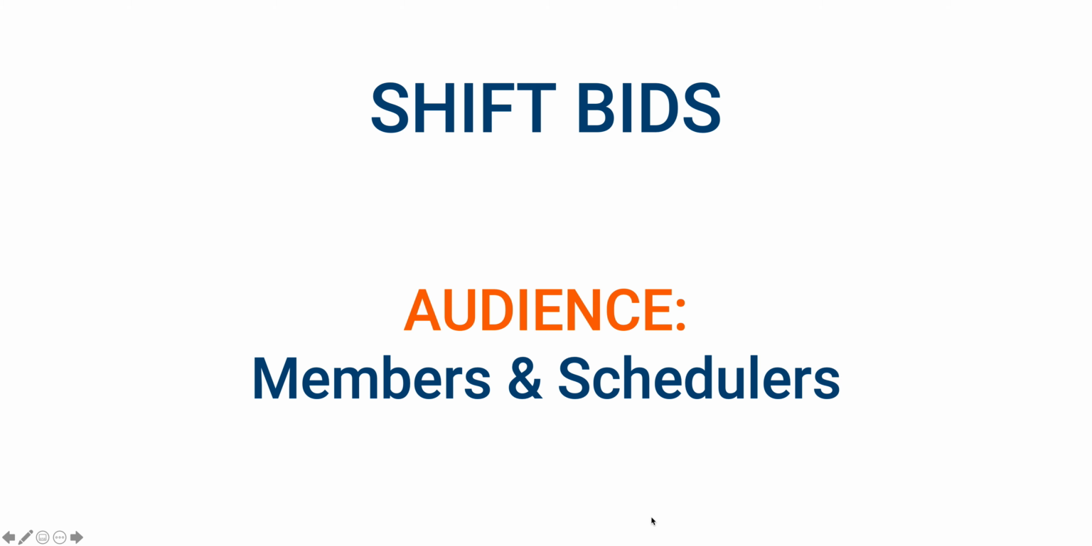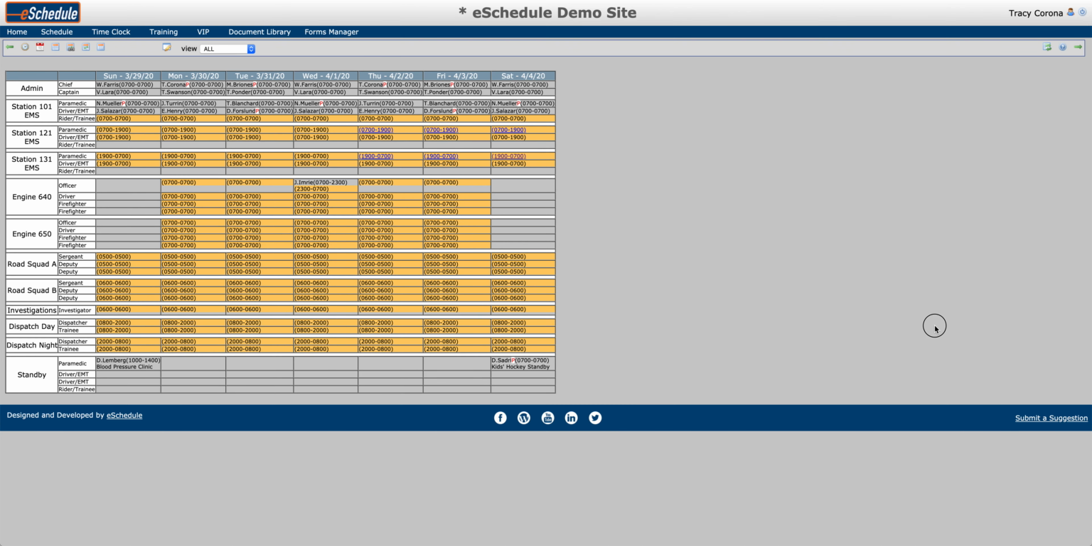The logic or the different policies for shift bidding does vary for each of our customers. So this video is really just going to focus on how the bid process works and how you can improve those bids. Again, keep in mind that those policies may vary for your company as compared to some others that may be within the eSchedule system.